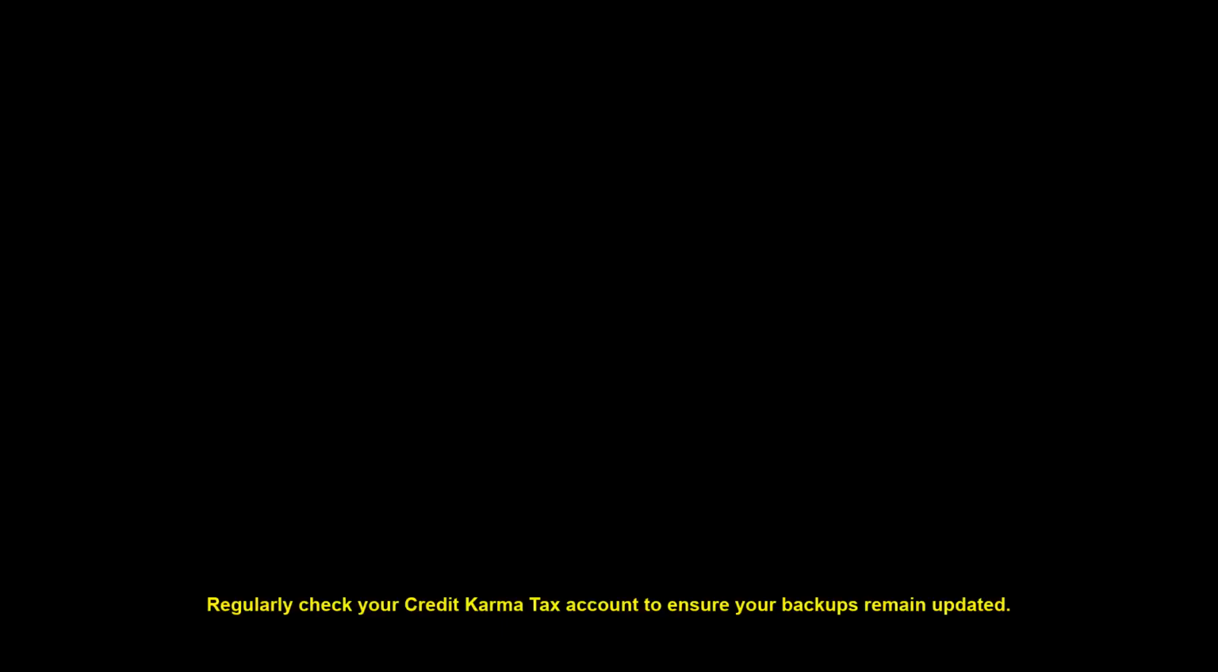Regularly check your Credit Karma Tax account to ensure your backups remain updated. That's it. Your 1099 INT and 1098 documents are now backed up securely with Credit Karma Tax.